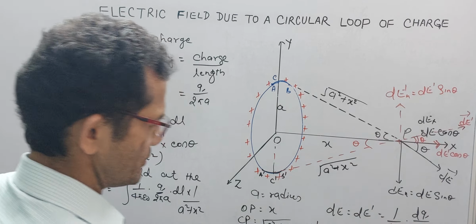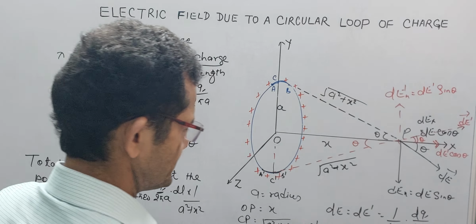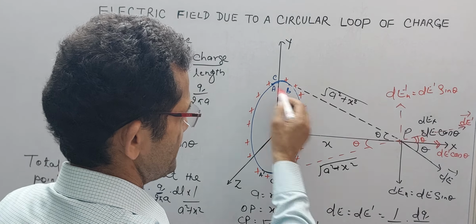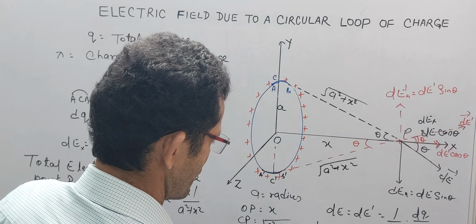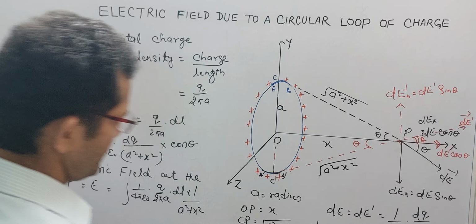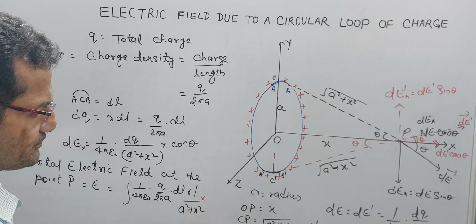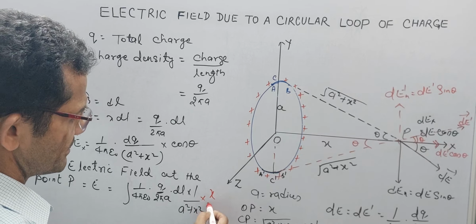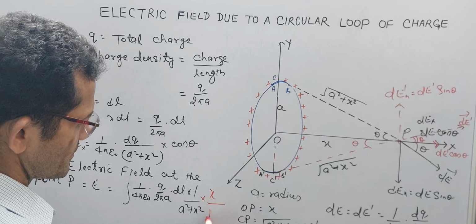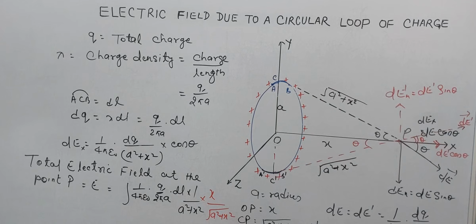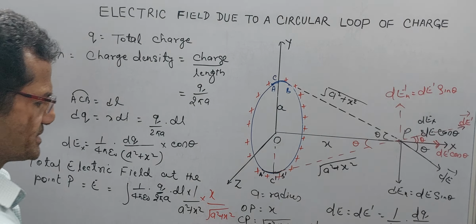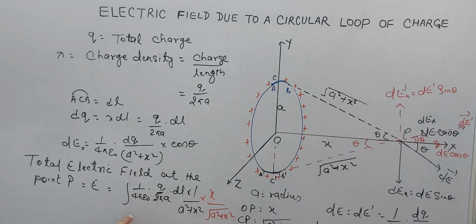Our OP has the value x, and CP has the value square root of a square plus x square. If I multiply here that value, x divided by a square plus x square. Now the value which is a constant is taken out of the integration.